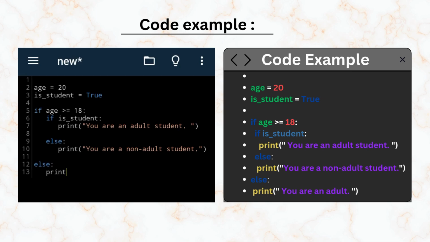We check if age is above 18 and then check if the person is a student. It's important to keep your code readable when using nested conditions.